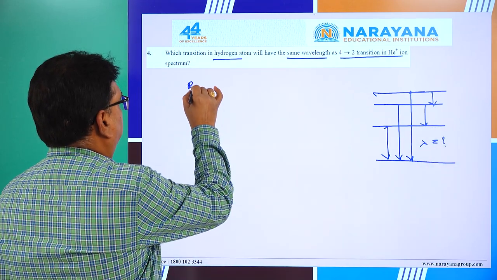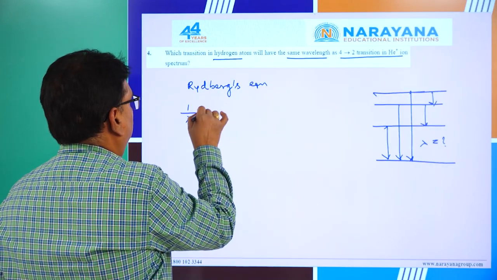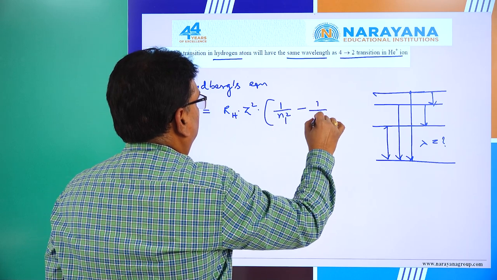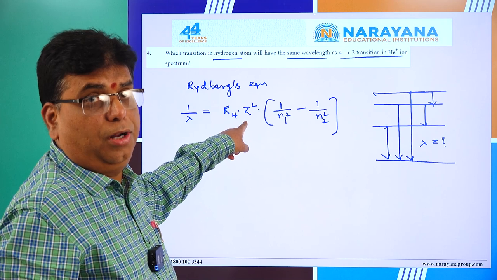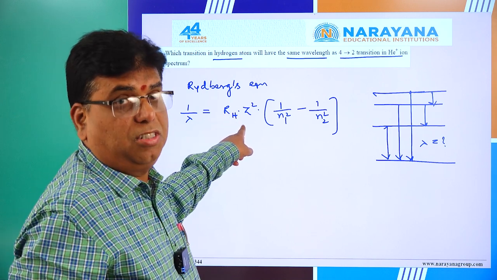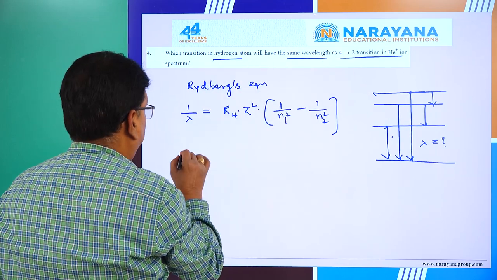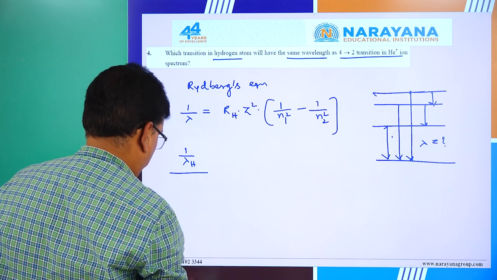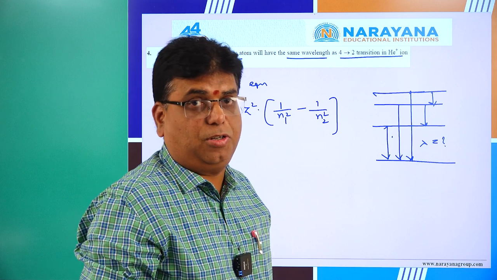The formula we use is Rydberg's equation. 1 by lambda is equal to R_H into Z square into 1 by n1 square minus 1 by n2 square. Here Z is the atomic number of hydrogen or hydrogen-like species, R is Rydberg's constant, 109,677 per centimeter, and n1 and n2 are the energy levels between which the transition takes place. Now, if you write 1 by lambda for the given hydrogen transition by 1 by lambda for the given helium ion, R is constant, so it gets cancelled in the ratio.